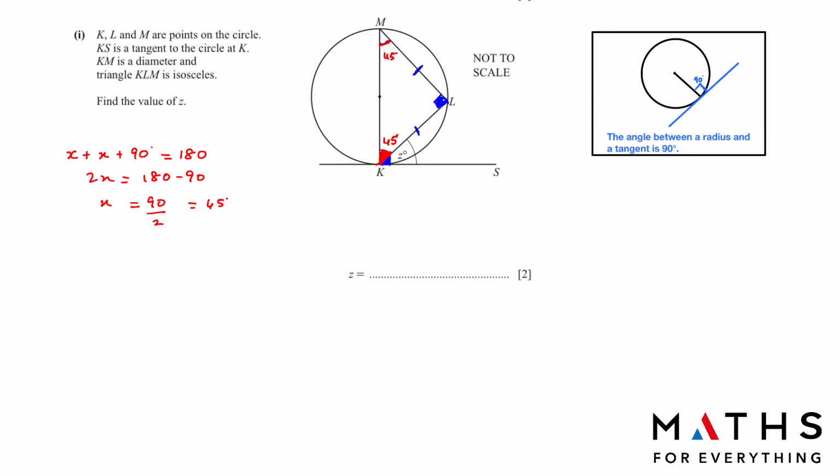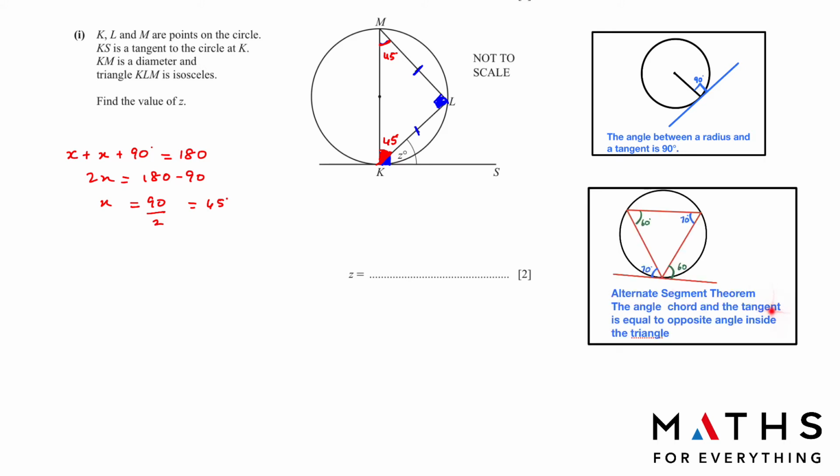There's one more circle theorem rule we'll need to use. The alternate segment theorem. If you have a chord here, the chord can be a diameter or any line that cuts the circumference, and the tangent. So this is a chord and this is the tangent. The angle here is equal to the angle here. So angle Z is equal to 45 degrees because of the alternate segment theorem.